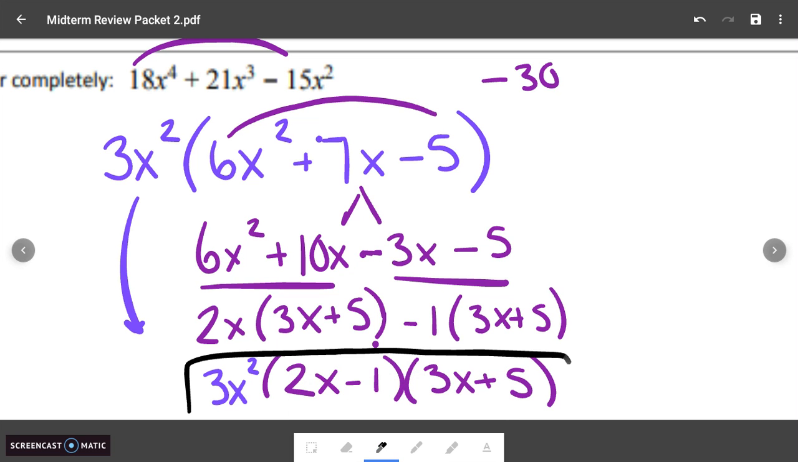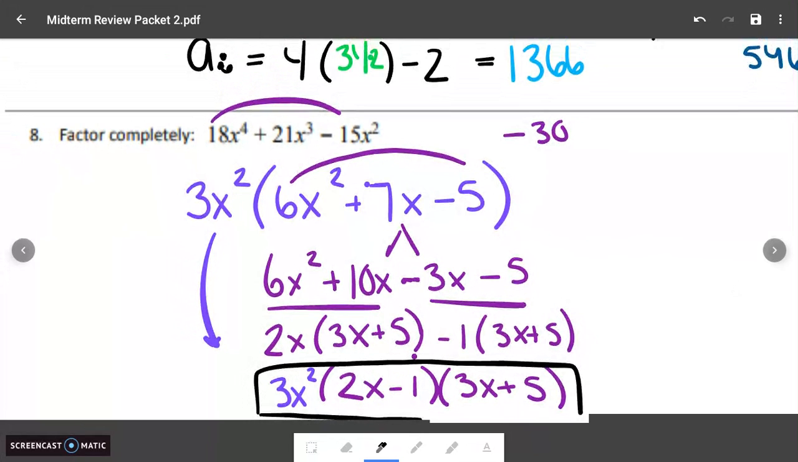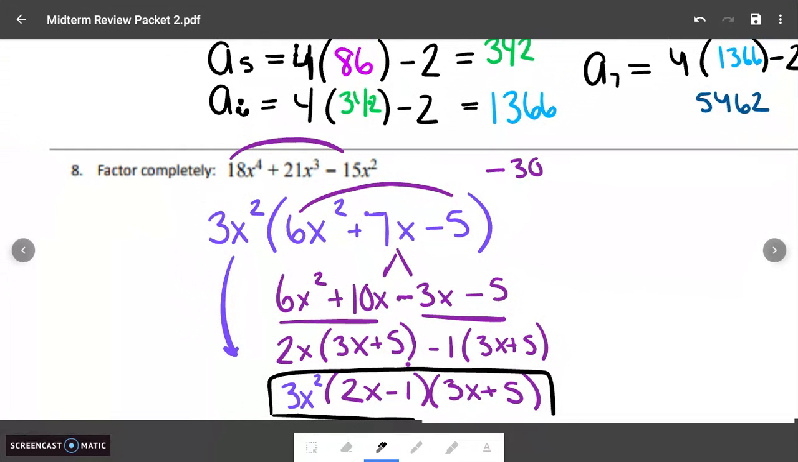Notice I'm not solving in any case here because it didn't ask me to solve. We wanted the factors. So that means we leave them in the parenthesis form. That is factored completely. If it said to find the roots or the solutions, then I'd set each piece equal to 0. But that's not what I'm asking for here. I'm just trying to factor as much as we can.